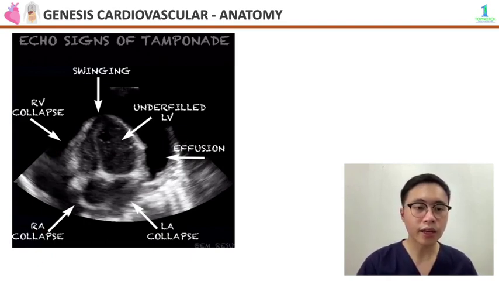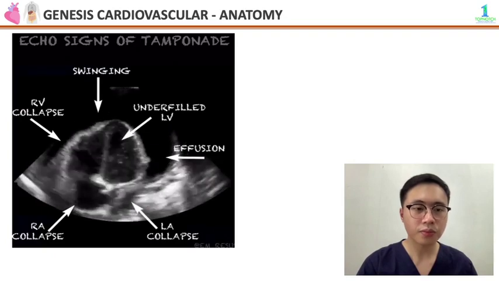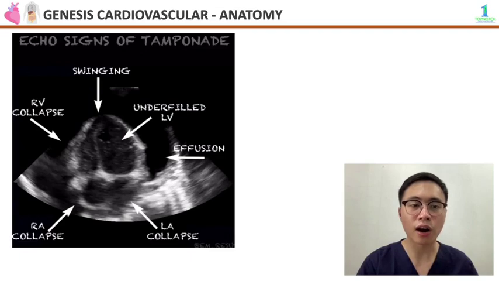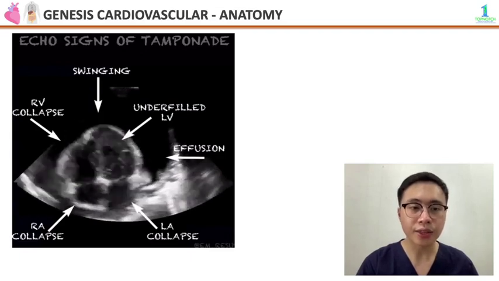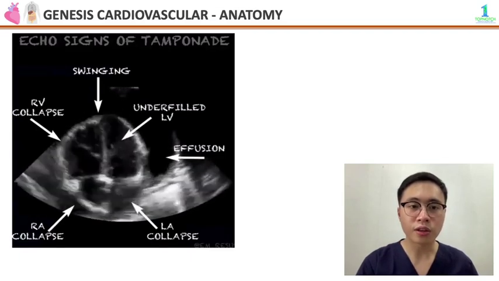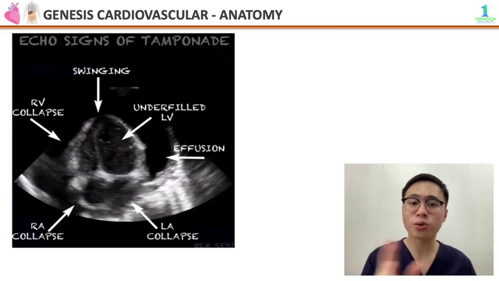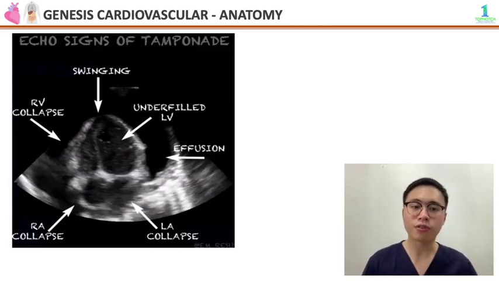Okay, so let's try to take a look at the video. There you go. So you can see how the wall of the RA and the RV is collapsing. Nakita niyo yan? Okay, so there's underfilling of the LV and the heart is actually swinging. Okay, so echocardiographically, those are signs of tamponade. And of course, you see that there is a very, very big space over there. It's a large pericardial effusion. So pag ganun, ingat-ingat na tayo. Okay? So definitely, you need cardio on board for this patient.